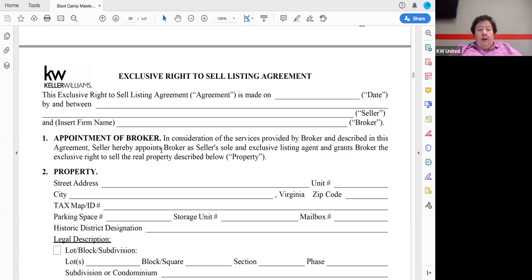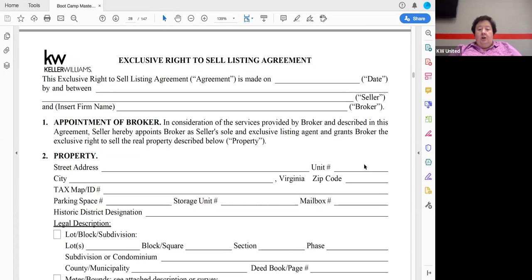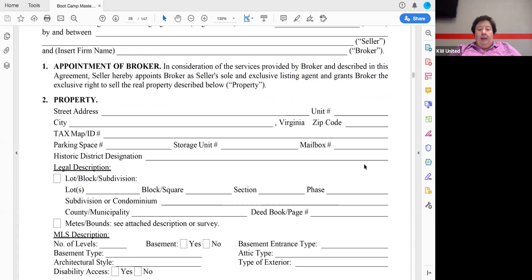Okay, so then the appointment of the broker. In consideration of the services provided by a broker and described in this agreement, seller hereby appoints broker as seller's sole and exclusive listing agent and grants the broker the exclusive right to sell the real estate described below, known as the property. So this is where we start looking different from the buyer's agreement, is we're going to start describing the property, okay?